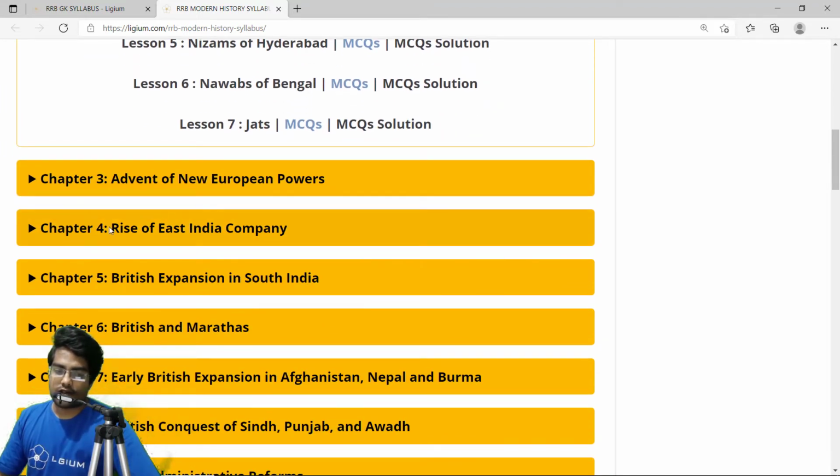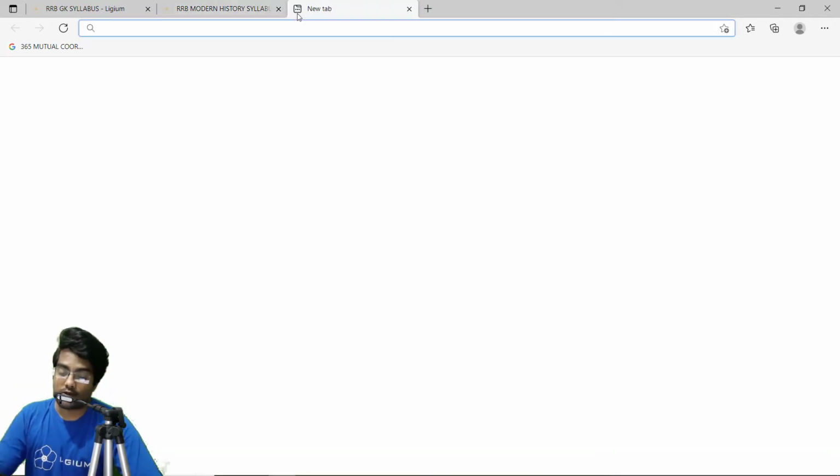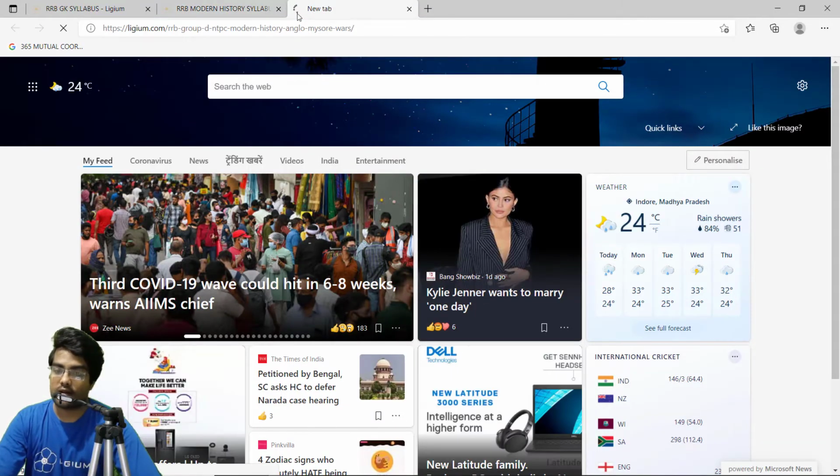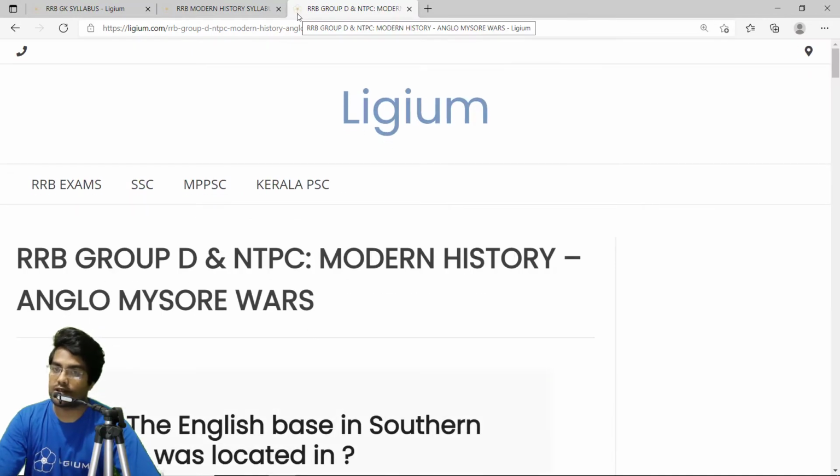Similarly, we have chapter 4, Rise of East India Company. Here we have many lessons like the Carnatic Wars, the Battle of Plassey, the Battle of Buxar, the Anglo-Mysore War, the Anglo-Sikh War, the Anglo-Awadh War or subsidiary alliances, all those things. At present we are just interested in the Anglo-Mysore War. So this is the link and this is the Anglo-Mysore War section, and here we are going to solve some MCQs.